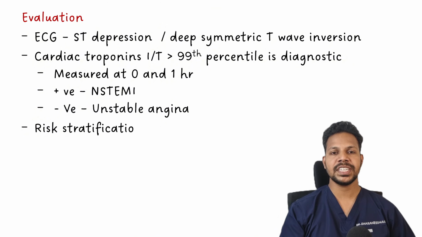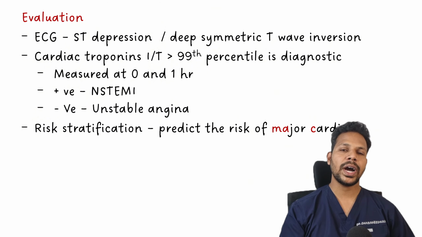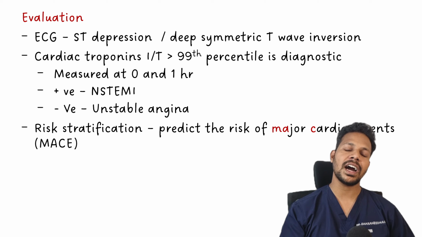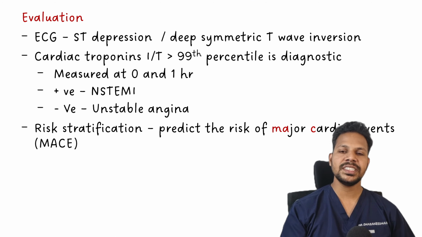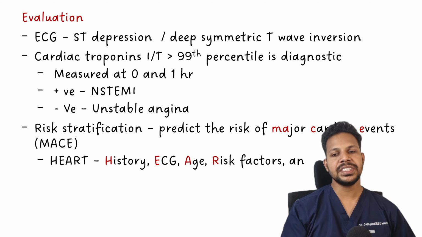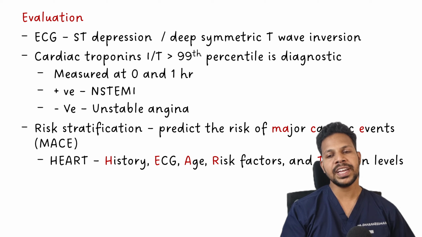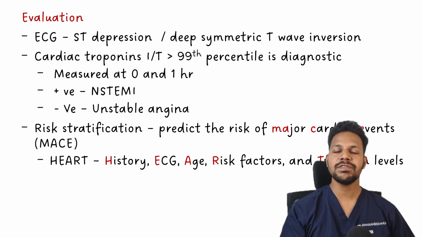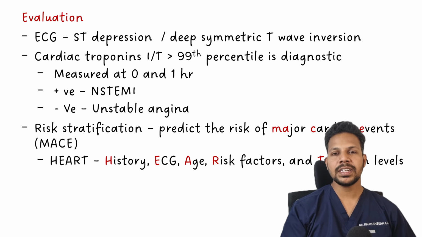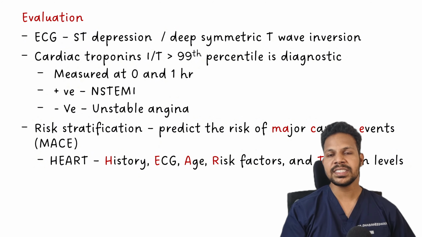So the risk stratification can be done to identify the risk of major cardiac events, or simply called MACE. We can use any of these three scores. One is the HEART score, which is the preferred one. H for history, E for ECG, A for age, R for risk factors, and T for troponin levels. These parameters are used for assessing the risk in these patients.